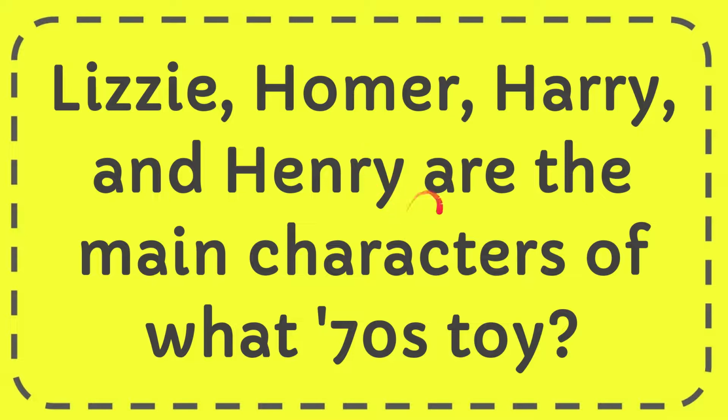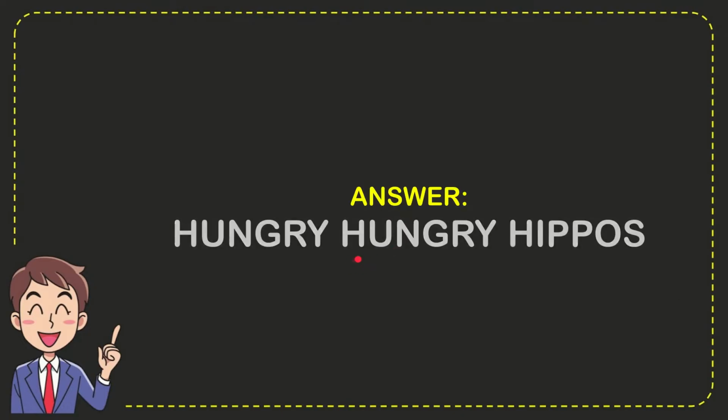In this video, I'm going to give you the answer for this question. The question is, Lizzie, Homer, Harry and Henry are the main characters of what 70s toy? Well, now I'll give you the answer for this question, and the correct answer for the question is Hungry Hungry Hippos. So that is the answer for the question.